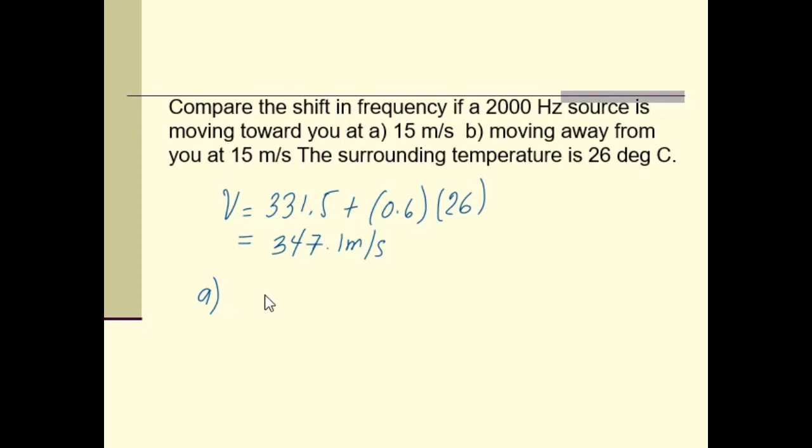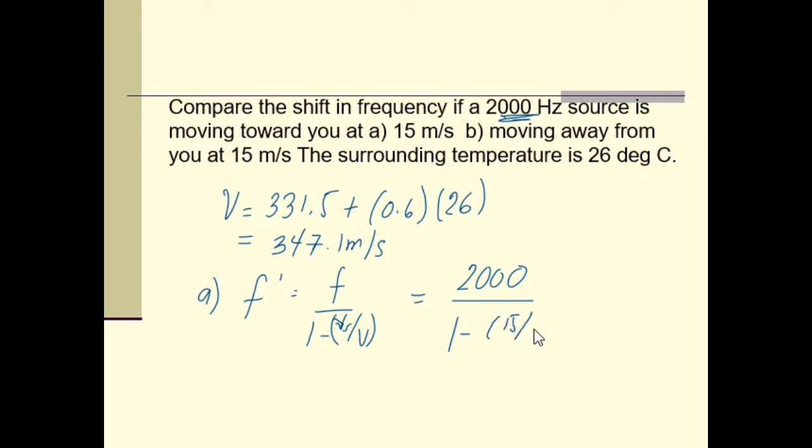So let's solve first part A, if it's moving toward you. Our formula for that will be f prime is equivalent to f divided by 1 minus the velocity of source divided by the velocity of sound. So let's just substitute. For the frequency, it's 2000 hertz. So you have here 2000 divided by 1 minus the velocity of source, here is 15, divided by 347.1.